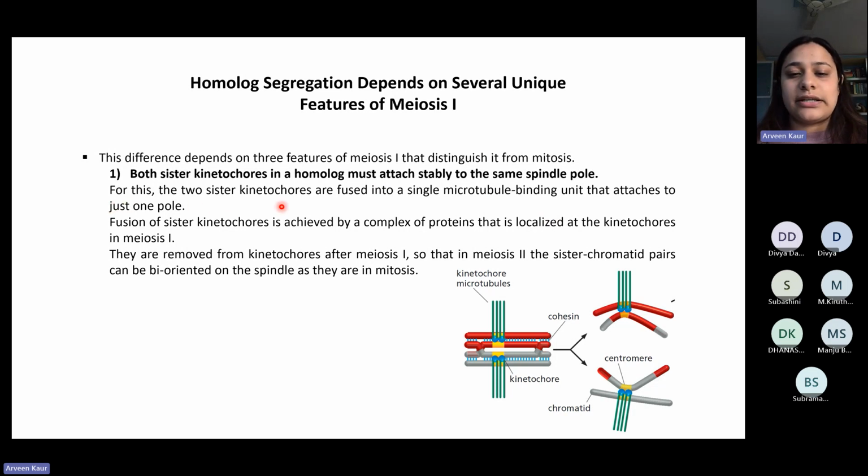For this, the two sister kinetochores are fused into a single microtubule binding unit that attaches to just one pole. This will make it very easy: if they are not separate units but are fused as one unit, then the microtubule will come and attach to that one unit. So they will attach to the same microtubule.